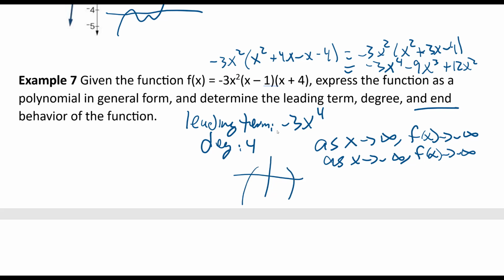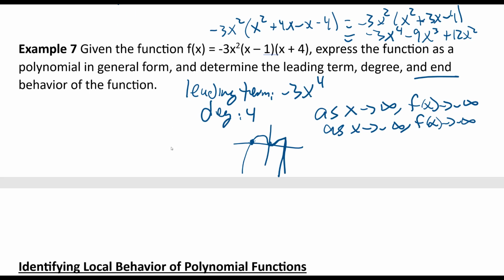It's going to cross at negative 4, touch at 0, and cross at 1. So it's really going to be like that. We weren't asked to draw, but something very roughly like that.